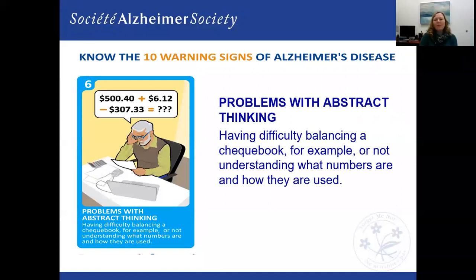The next one is problems with abstract thinking. So from time to time, people might have difficulty with tasks that require abstract thinking, like using a calculator, balancing a checkbook, or doing their taxes, which is probably impacting many of us right now as it's tax season. However, someone living with dementia might have significant difficulties with such tasks because of a loss of understanding of what numbers are and how they're used.